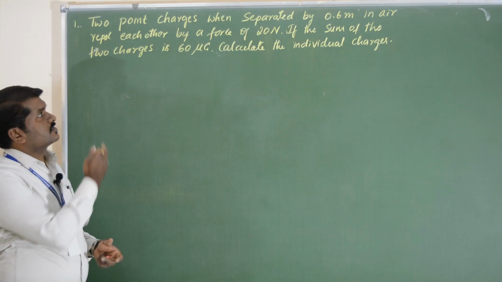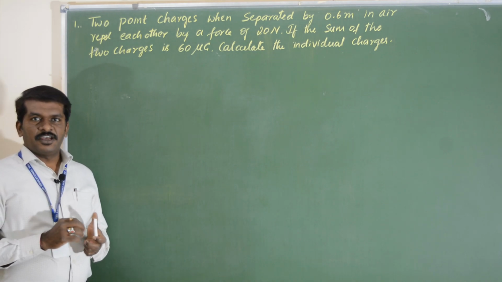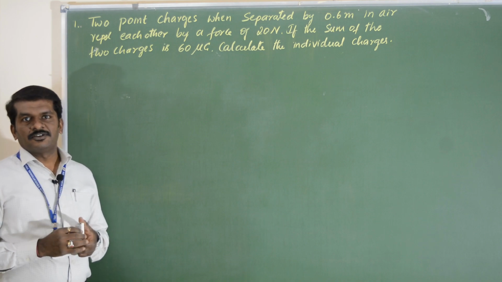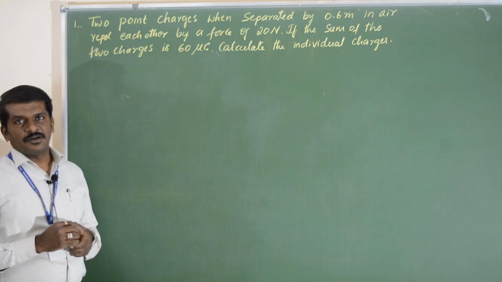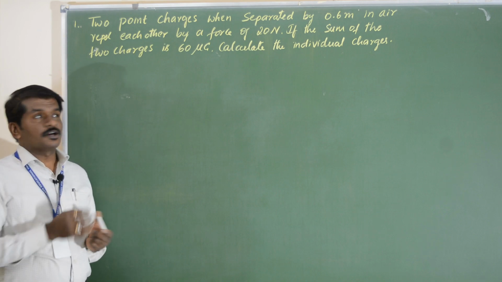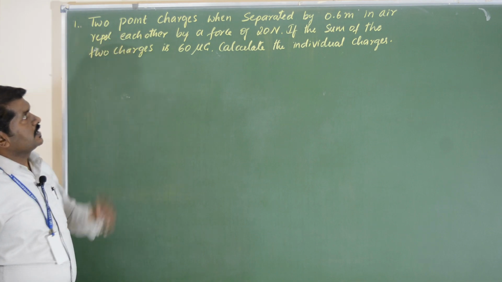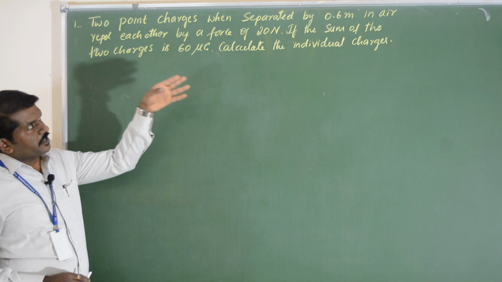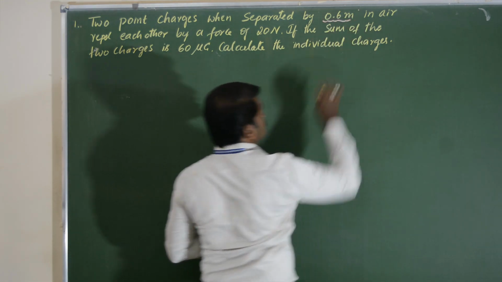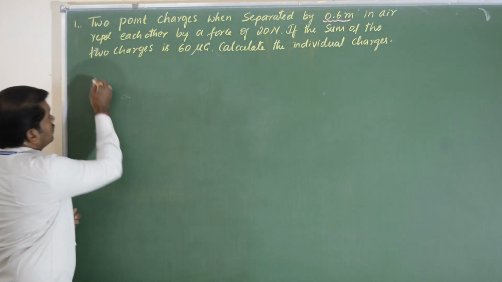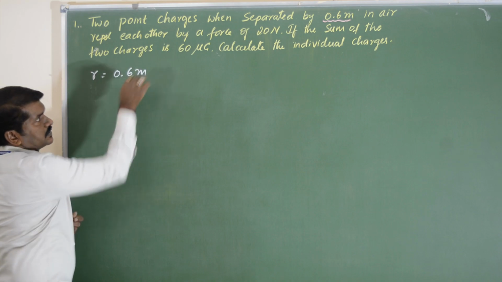So let us take the first numerical. We shall start with the first numerical. Every problem, while solving, first we have to know the data they have given in the numericals. First we have to understand the question. Observe this question. Two point charges when separated by 0.6 meter. So the data they have given is 0.6 meter. Here the distance between the charges is 0.6 meter.